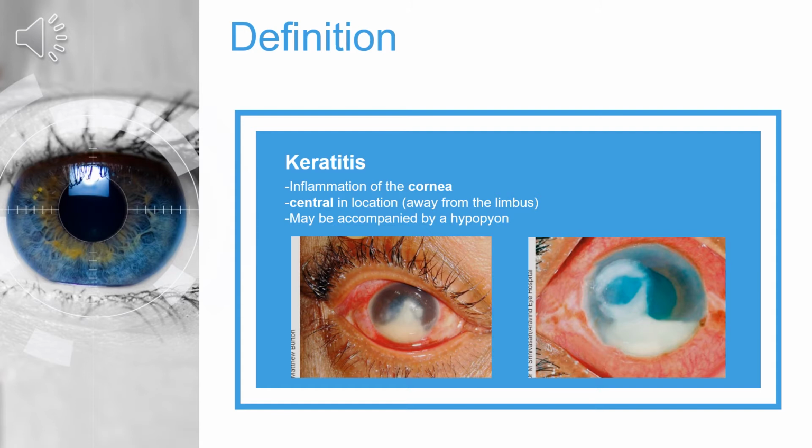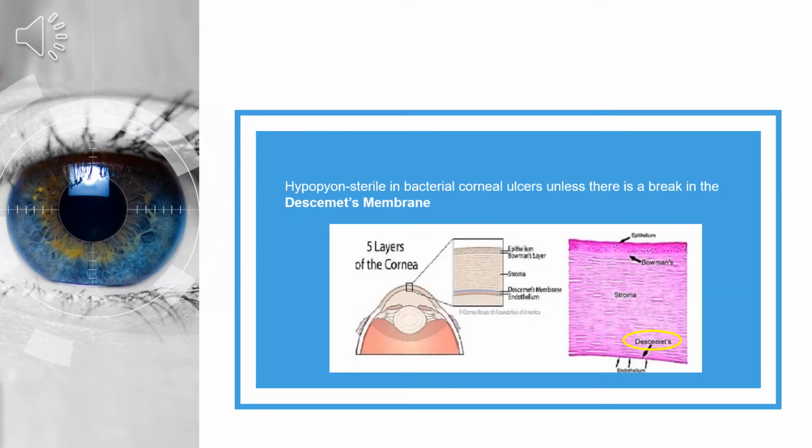Keratitis pertains to the inflammation of the cornea, and in bacterial keratitis, this is central in location, meaning it does not traverse the limbus. This may or may not be accompanied by a hypopyon. The hypopyon is usually sterile in bacterial corneal ulcers unless there is a break in the Descemet's membrane, the layer responsible for the structural integrity of the cornea.